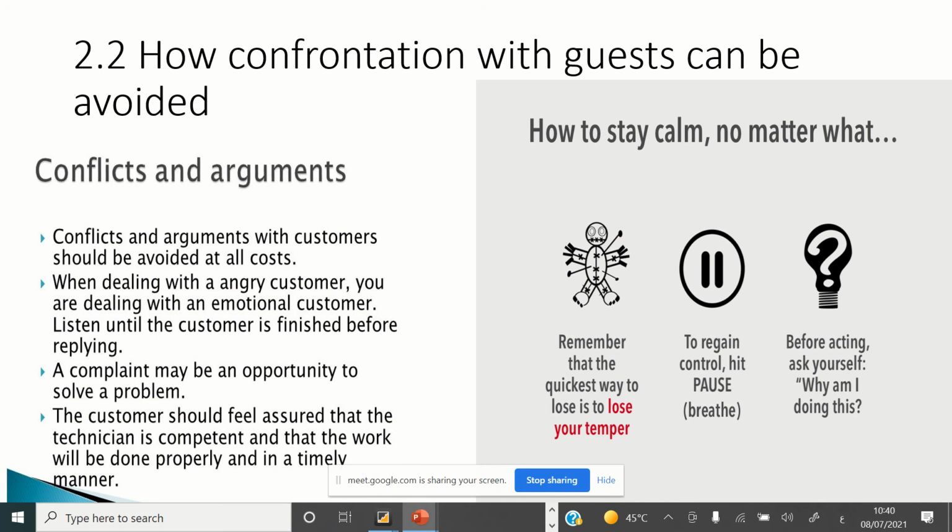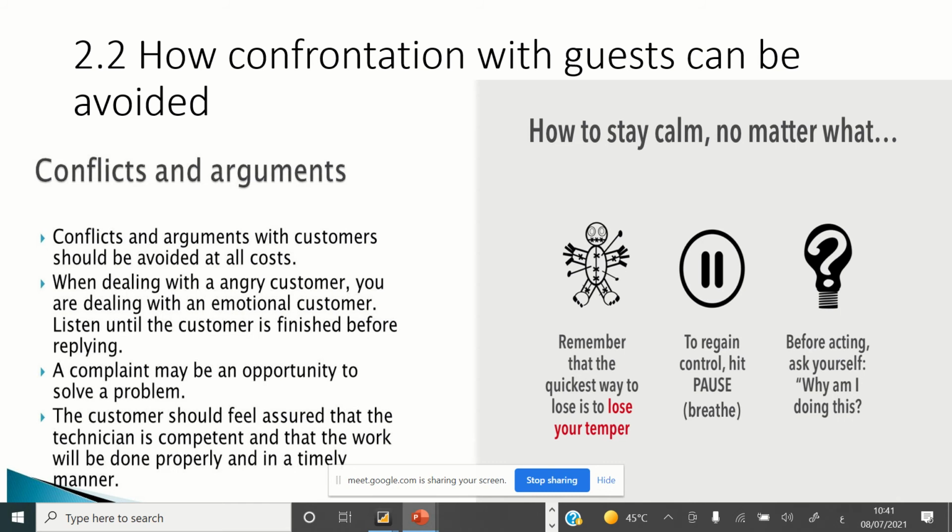How can confrontation with guests be avoided? Confrontation means facing the customer in an aggressive way. Conflicts and arguments: a word from the staff, a word from the customer without a solution. This will lead to misunderstanding. And you, as an employee in the hotel, have to represent the business. You have to work in a professional way. Conflicts and arguments regularly will happen in any business with customers, but they must be avoided at all times, whatever the cost.